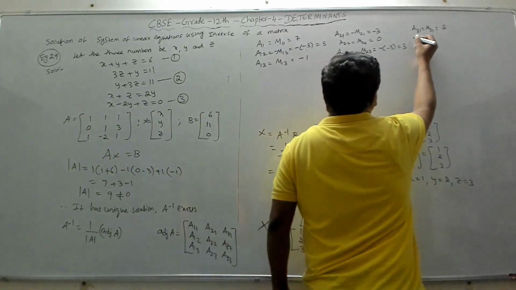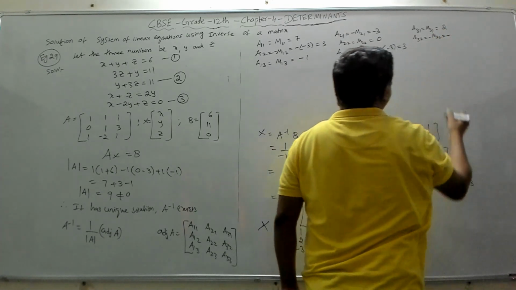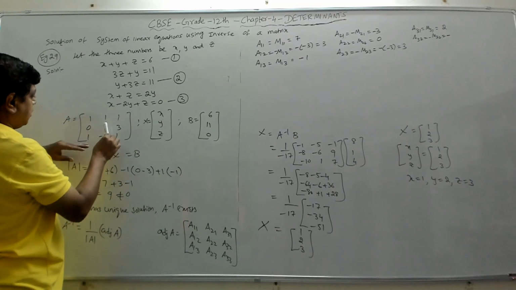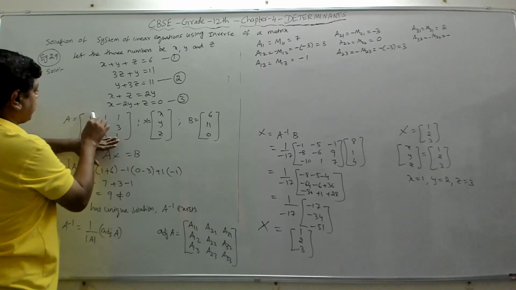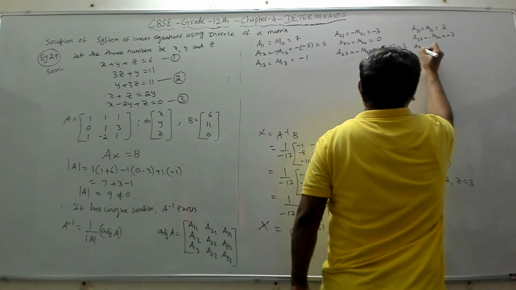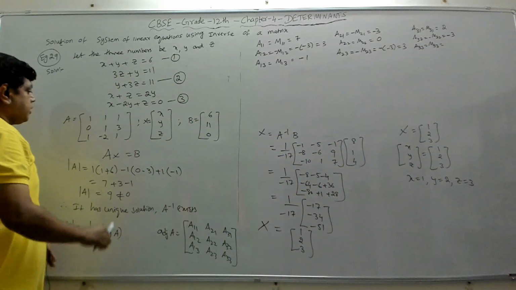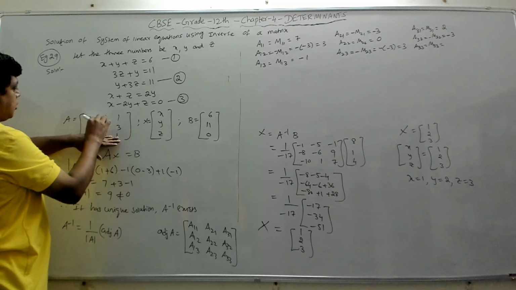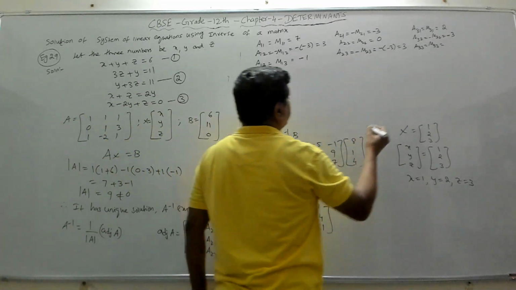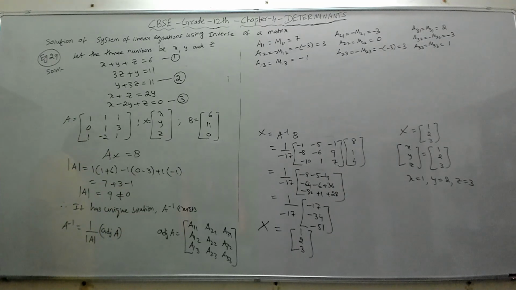Then A32. A32 is minus M32. That is equal to minus of M32. M32 means this one. So this will be closed, this will be closed. 1 into 3, 3 minus 1. So you'll get minus 3. Then A33 equal to M33, this one. This will be closed, this will be closed. 1 into 1, 1 minus 0 into 1 is 0. So it is 1. So 2, minus 3 and 1.